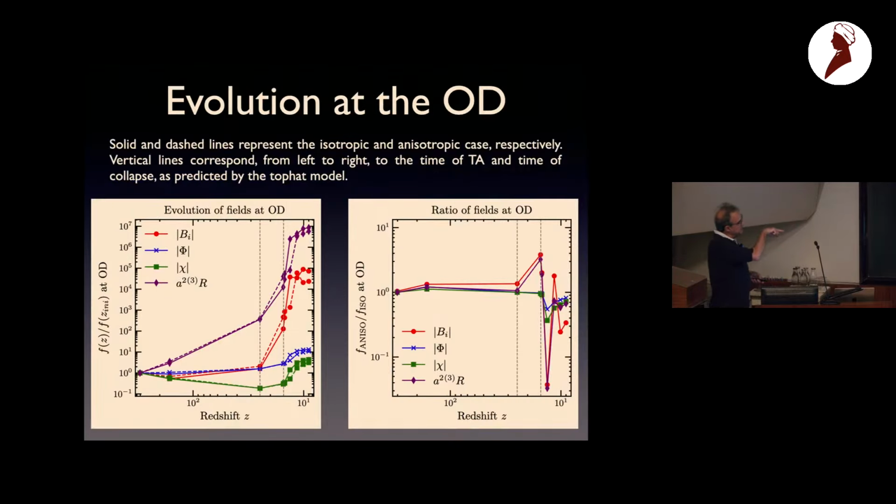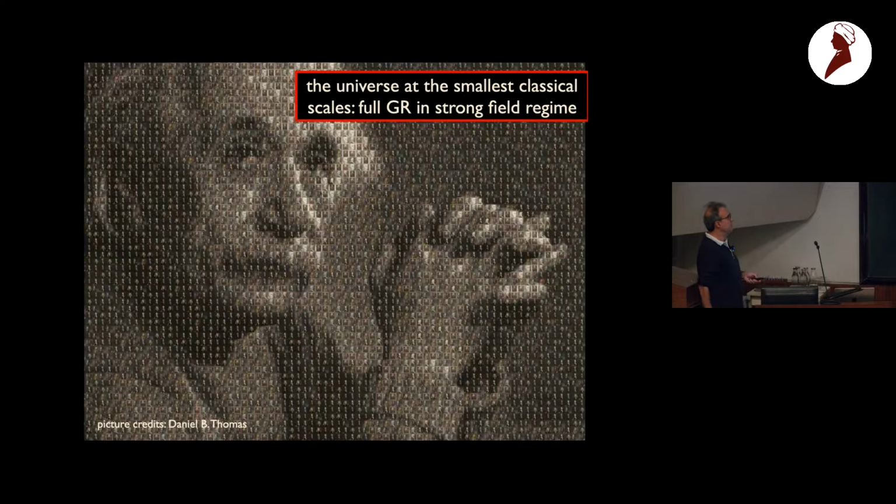And that's the difference in the overdensity between the isotropic and the anisotropic simulations, and the vertical dashed lines correspond to turnaround and collapse.